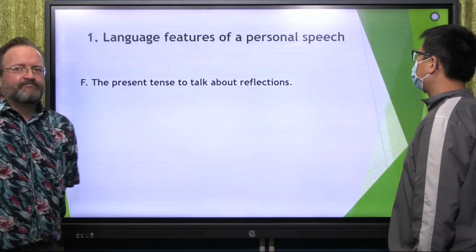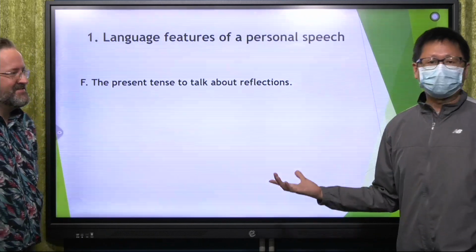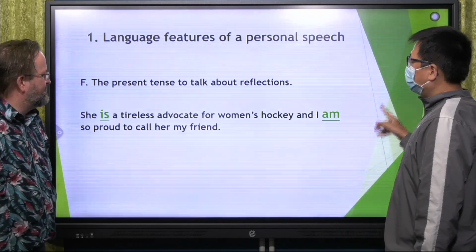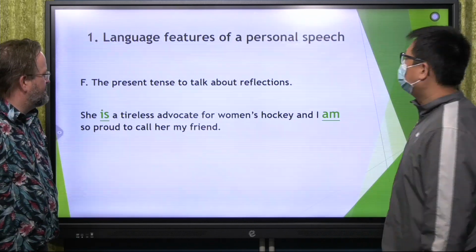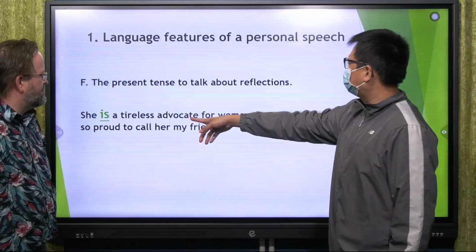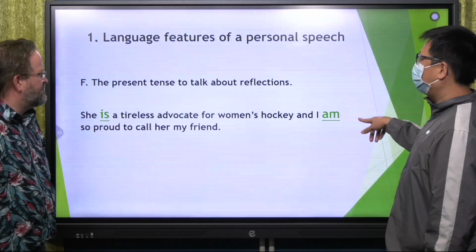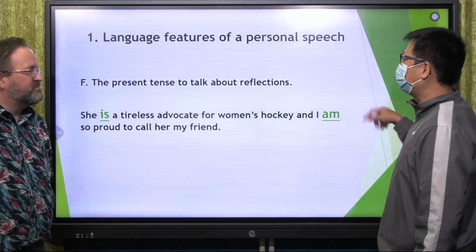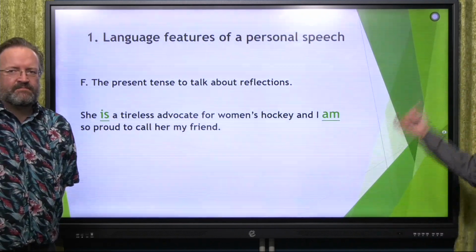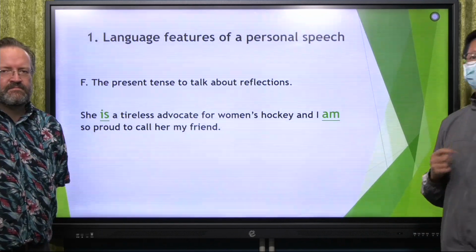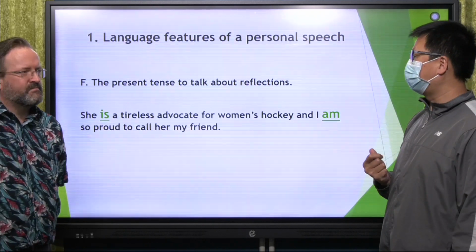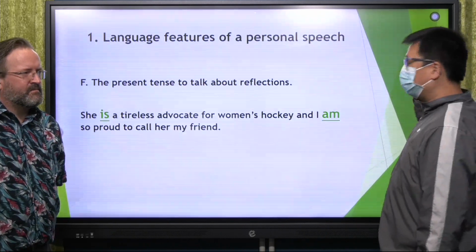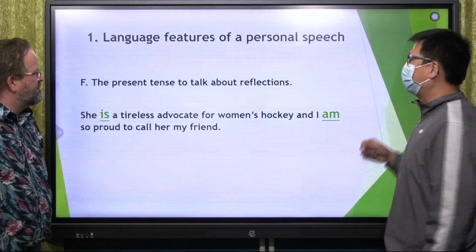The present tense to talk about some reflections, your own reflection. And here is the only one: she is a tireless advocate. I just gave you the answer because you don't need to underline this in this part. All right, so six features. Bear in mind when you write your personal speech, you should use these language features.